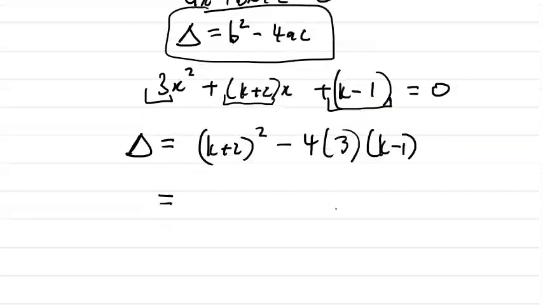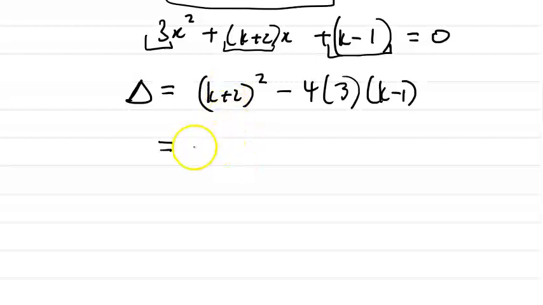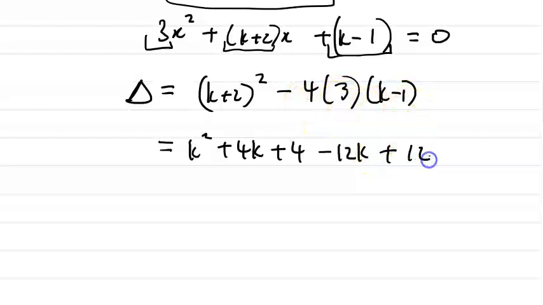So let's now open out those brackets and let's see what we get. Here we'll get square the first term, k squared, double the product: k times plus 2 is plus 2k, times 2 is plus 4k, and square the last term, plus 4. Minus 4 times 3 is minus 12, minus 12 times k is minus 12k. Minus 4 times 3 is minus 12, minus 12 times minus 1 is positive 12. So what am I going to get here? k squared, 4k and minus 12k is minus 8k, and 4 plus 12 is 16.